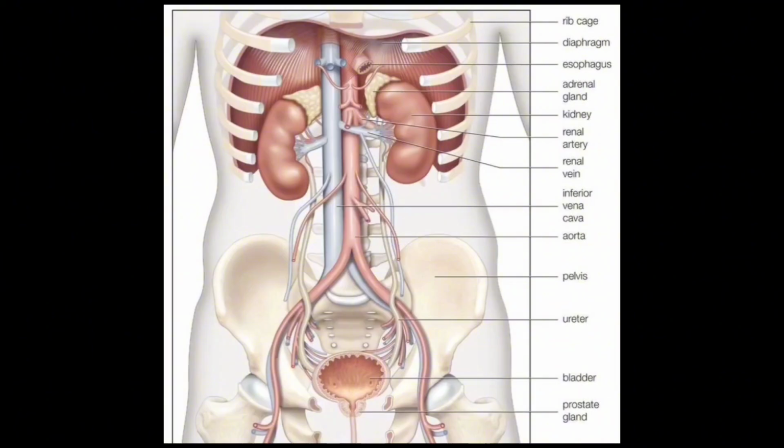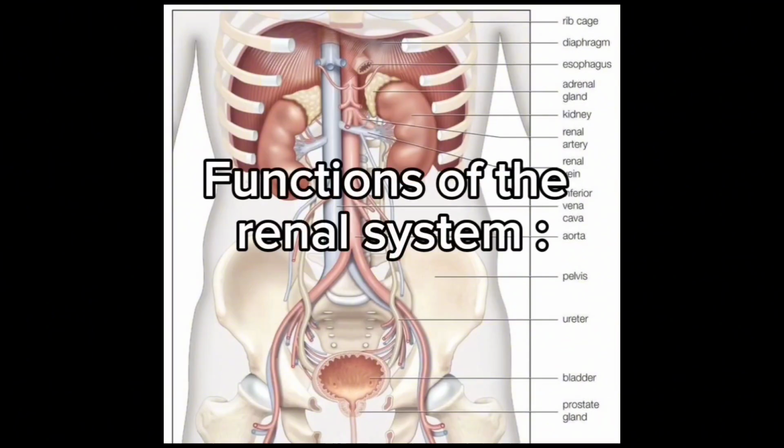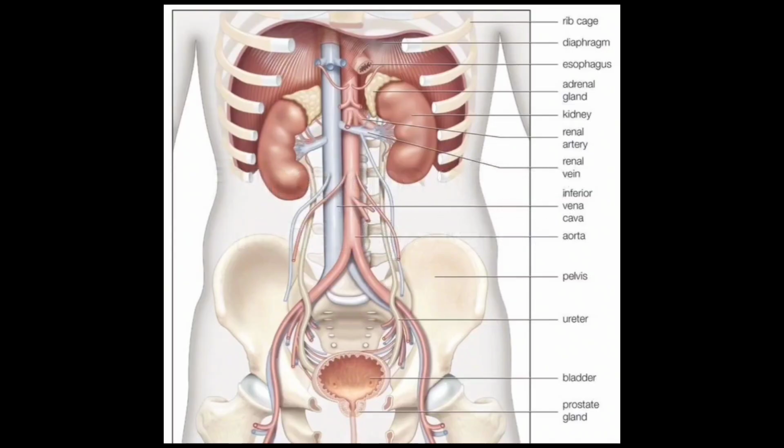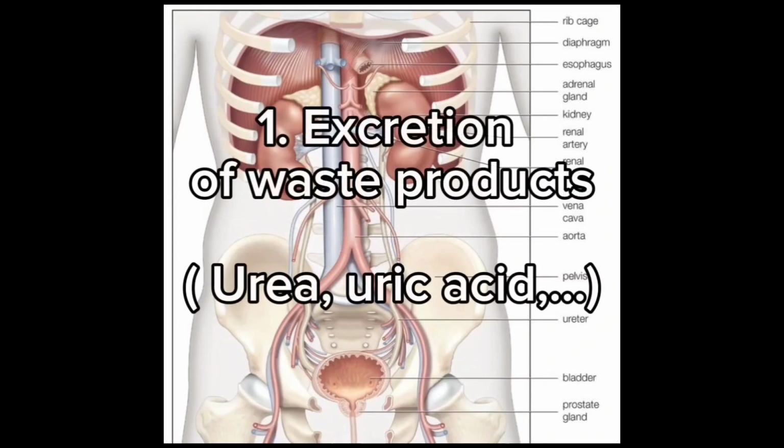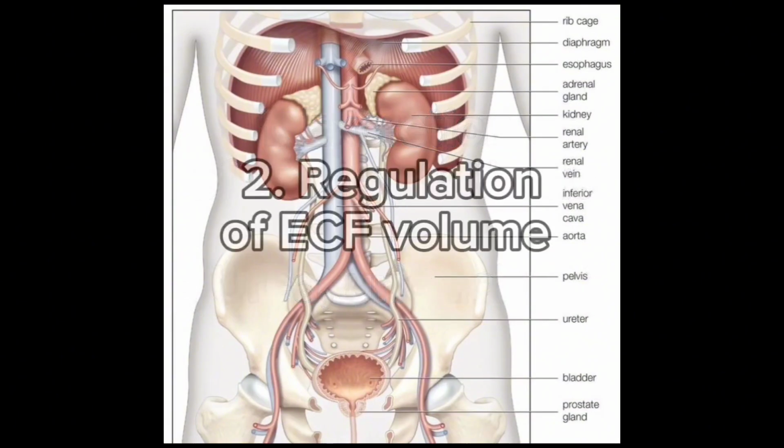And the final segment of this video is about the general functions of the renal system: excretion of waste products. The kidneys get rid of toxic substances of the body, like urea and uric acid, by excreting them into urine. Regulation of extracellular fluid volume.